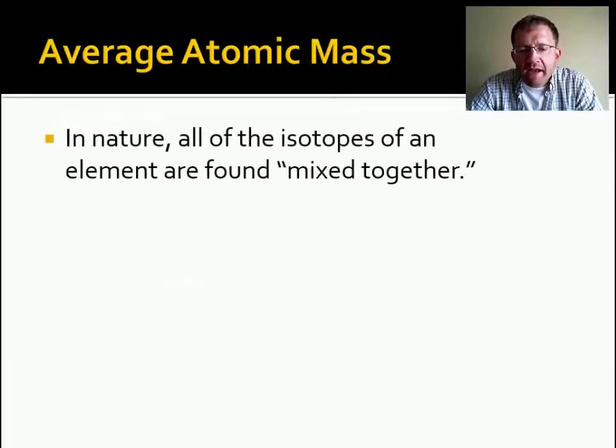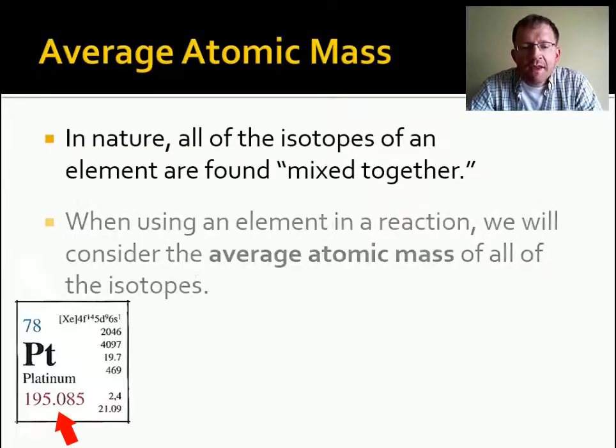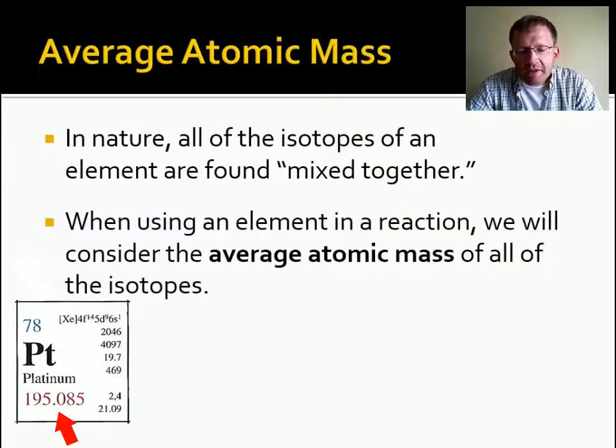Average atomic mass is needed because, as I mentioned, in nature, all of the isotopes of an element are found mixed all together. You can't go to a catalog and order a bottle of pure carbon-12. In fact, you can't get it at all. It's impossible. They all exist out there together, so we can't get just carbon-12s and keep our reactions simple. It's going to be a blend of all of them. When using an element in a reaction, we use the average mass of all the isotopes.